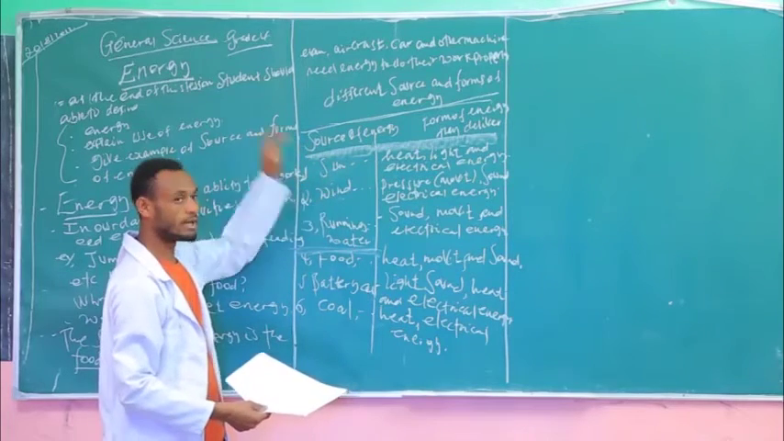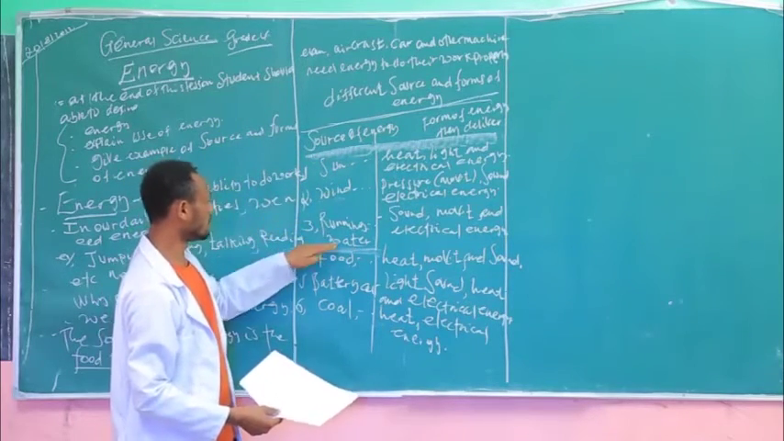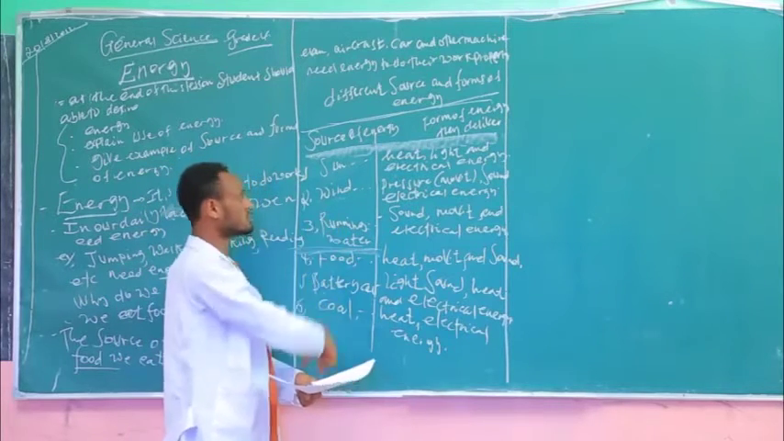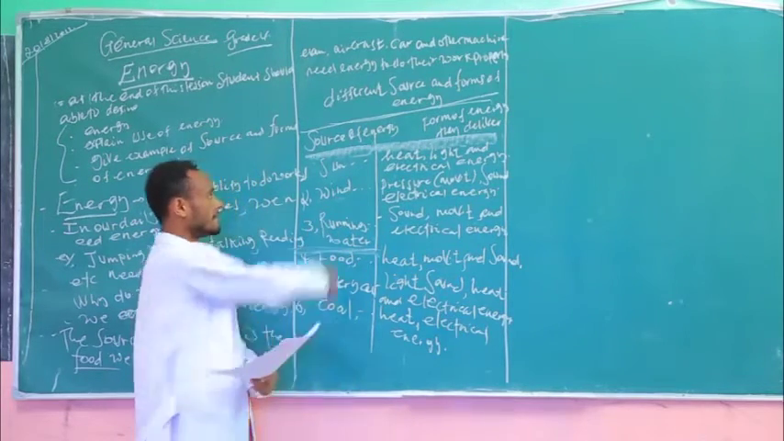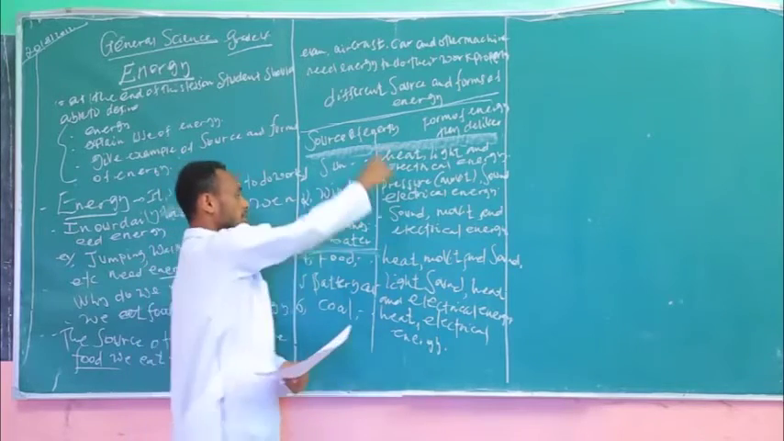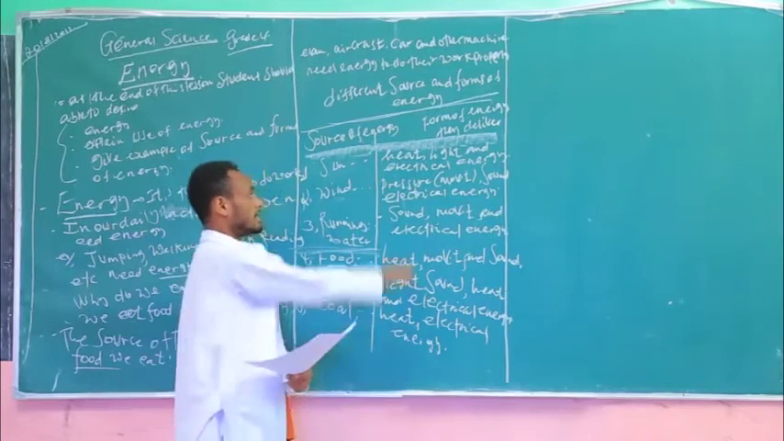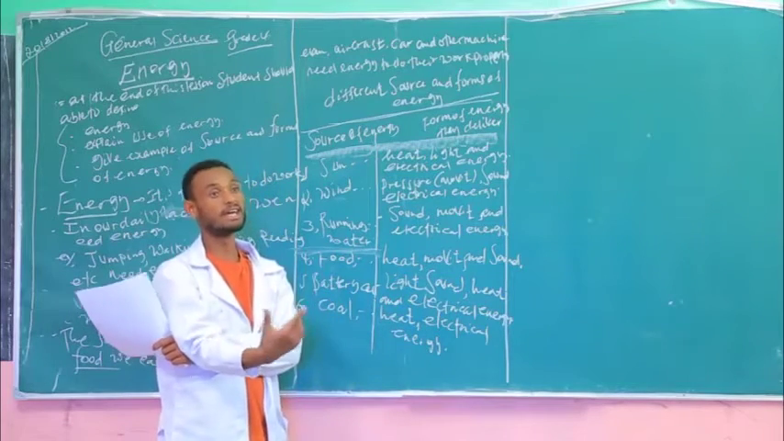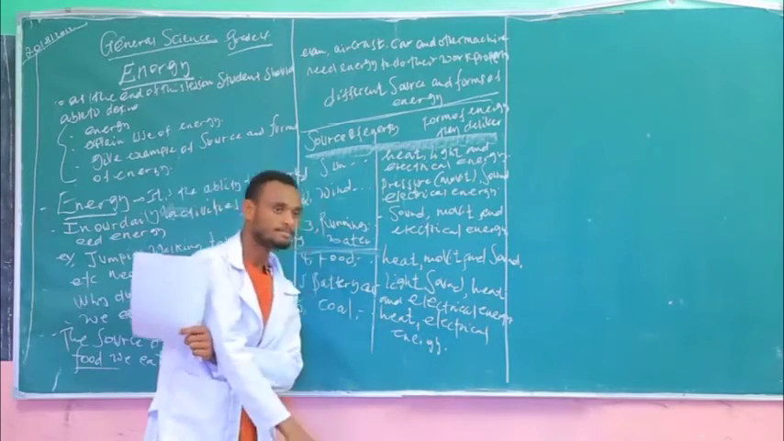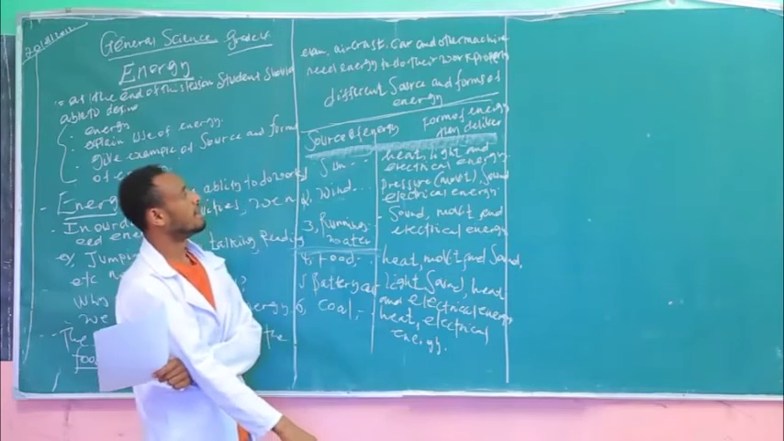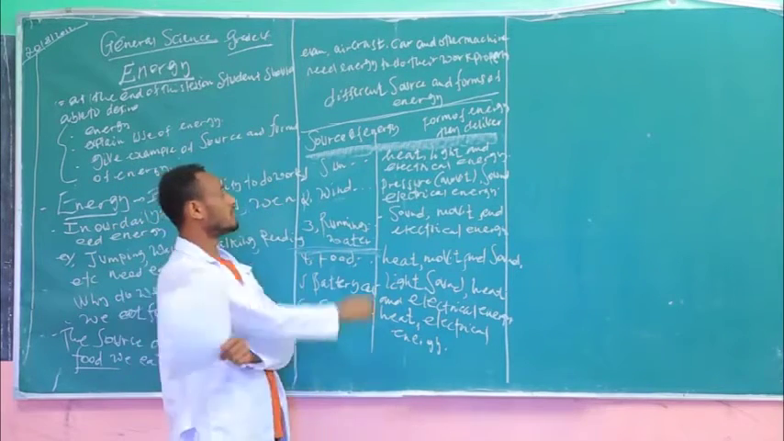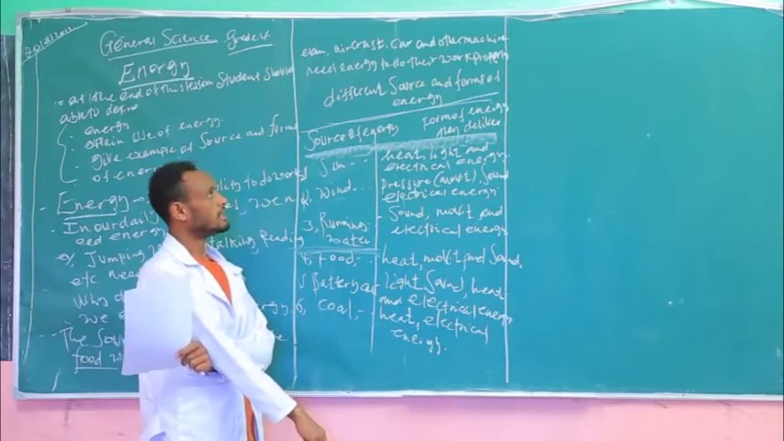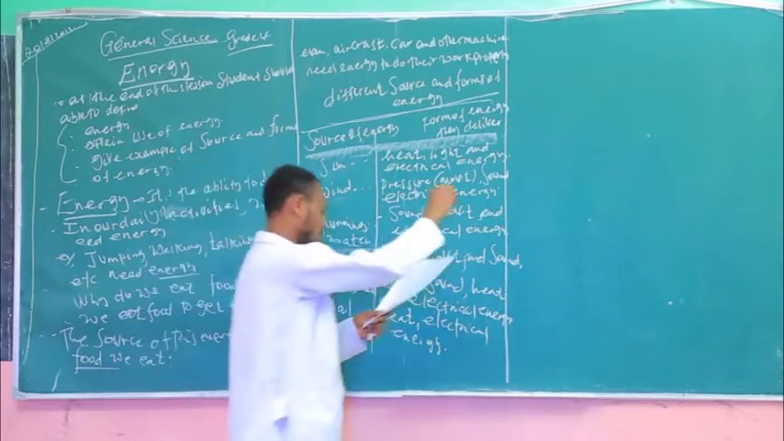Look, the sun, the wind, running water, food, battery cells, and coal are used as sources. These are all the forms by which they deliver energy for us. Do you have a question on this subtopic, students? Good. Let me pass to another one.